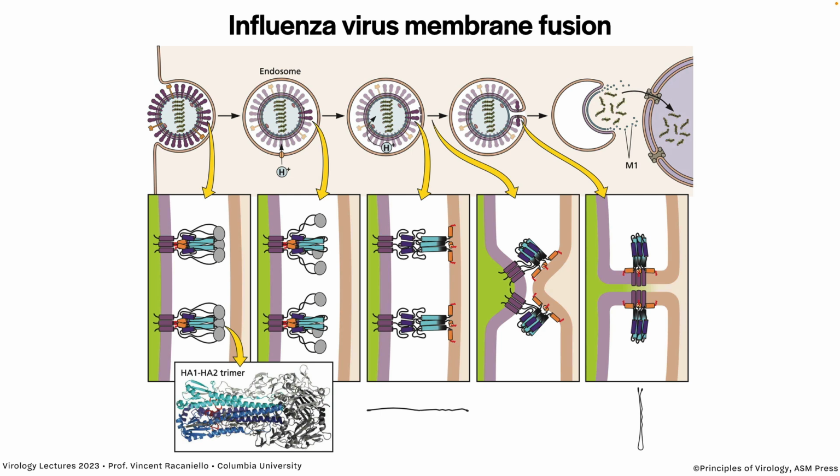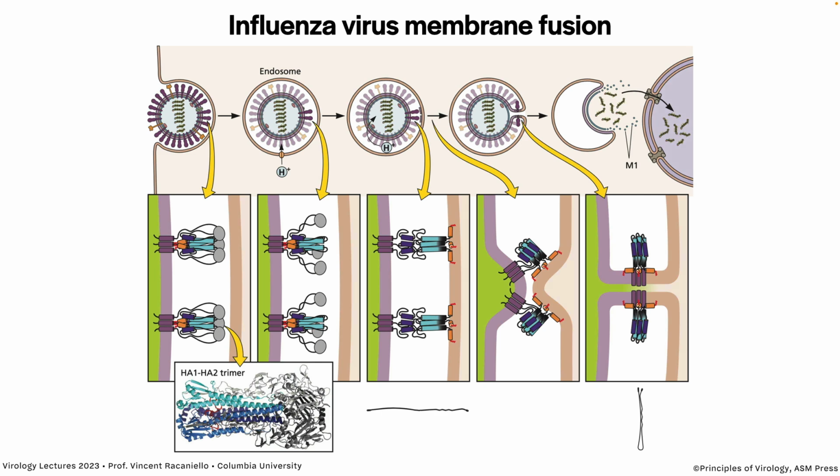Normally, at neutral pH, those are hidden. You might be able to see the little red jagged lines right near the viral membrane here. Those are the fusion peptides. So the HA is folded back on itself to hide those fusion peptides. And as the pH drops, the HA extends and the fusion peptides go in the membrane. So that's the function of the drop in the pH, to extend the HA.